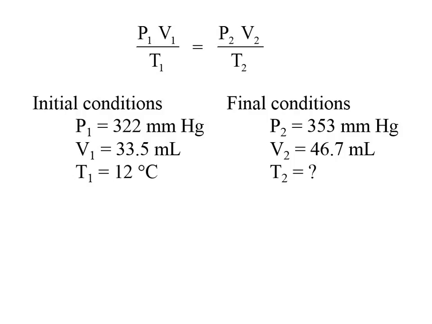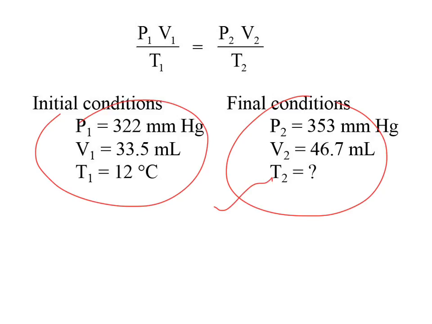P1 is 32 millimeters of mercury, V1 is 33.5 milliliters, T1 is 12 degrees Celsius, P2 is 353 millimeters of mercury, V2 is 46.7 milliliters, T2 we don't know. But now do you see where, of the 6 variables, we only have one unknown? So we have one unknown, one equation. We can get to T2 basically plugging in.